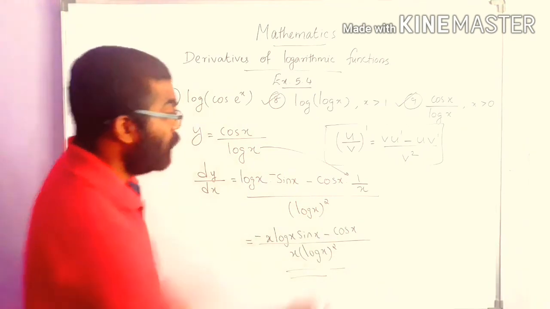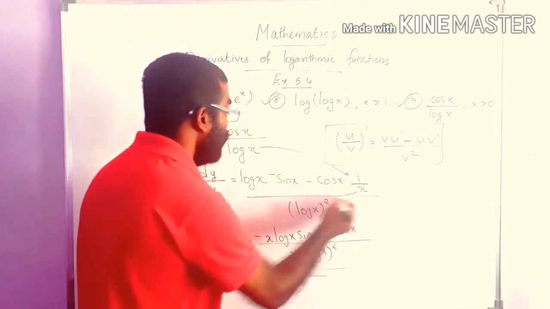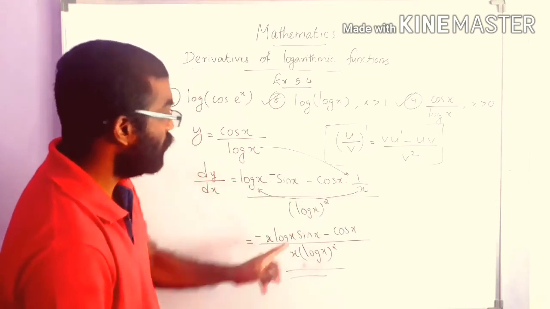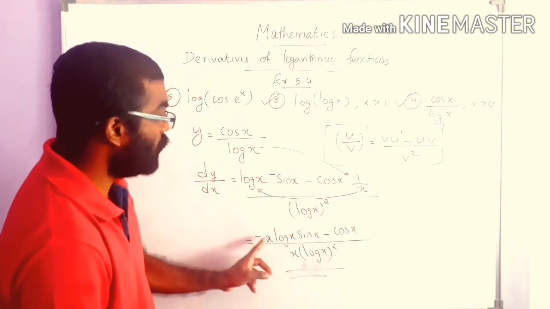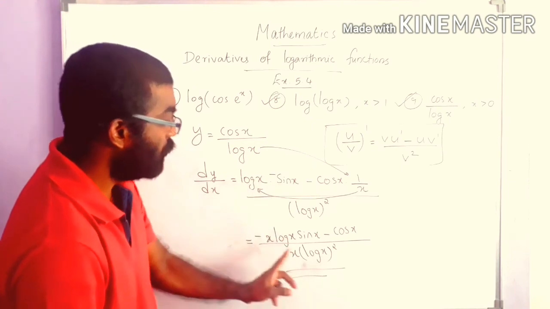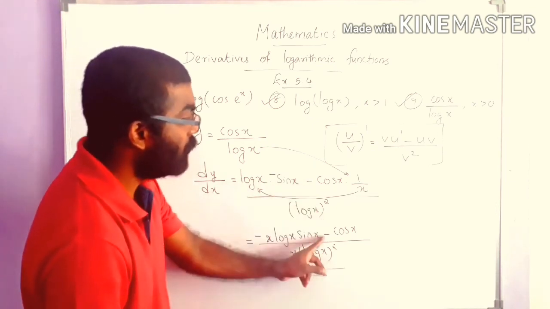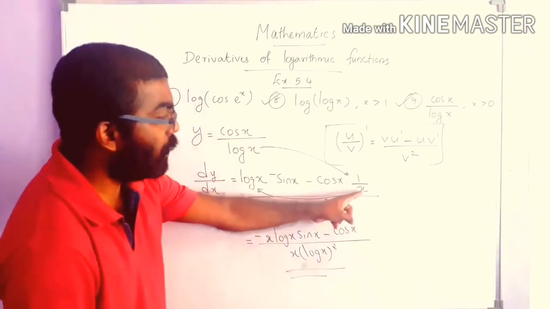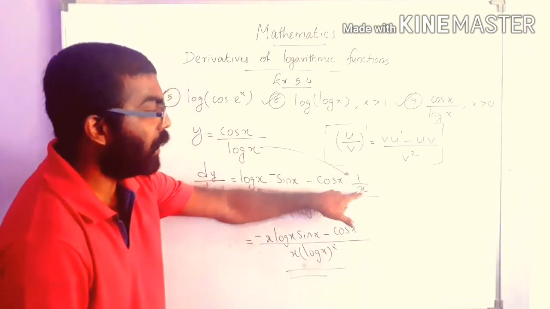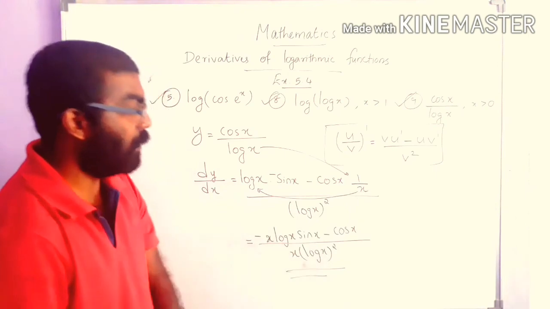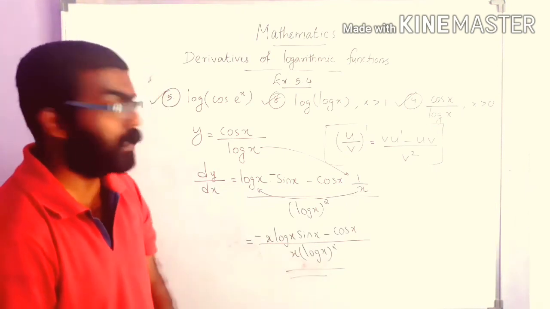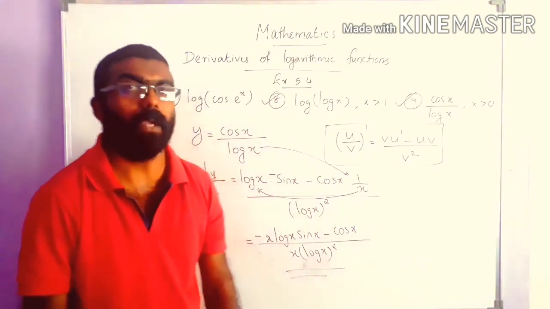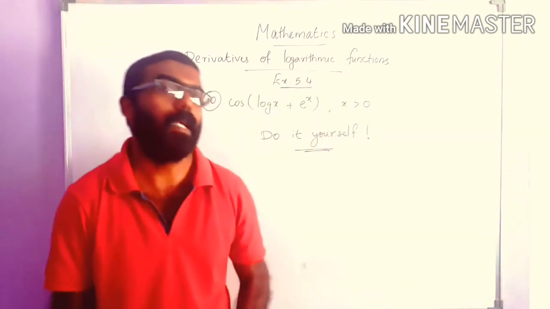Okay. So I cross multiply this x into the first term. So x into log x into minus sin x. That minus we write first. Minus x log x sin x. Okay. Then this minus cos x into 1 is cos x divided by the common denominator, that is x and log x the whole square. So x into log x the whole square. That's all. Understood?